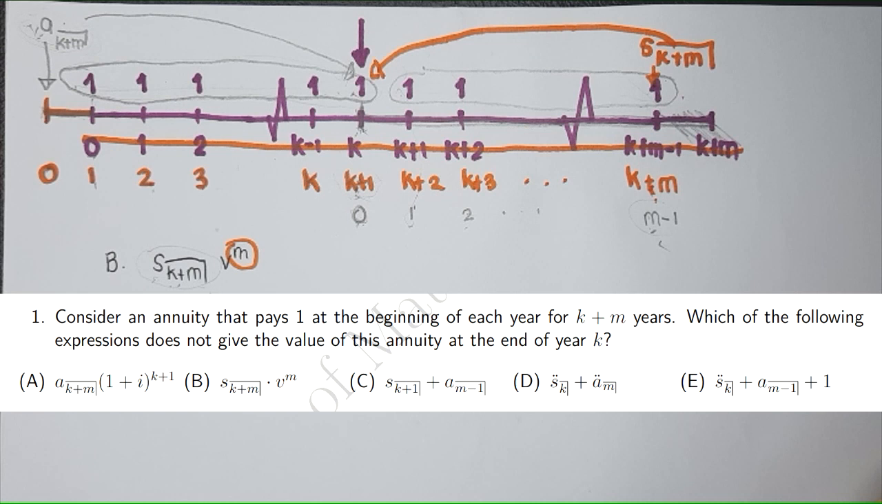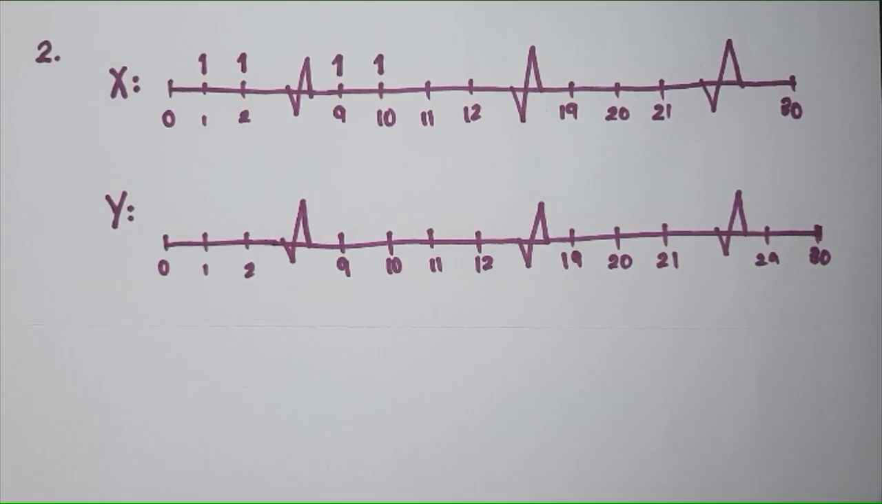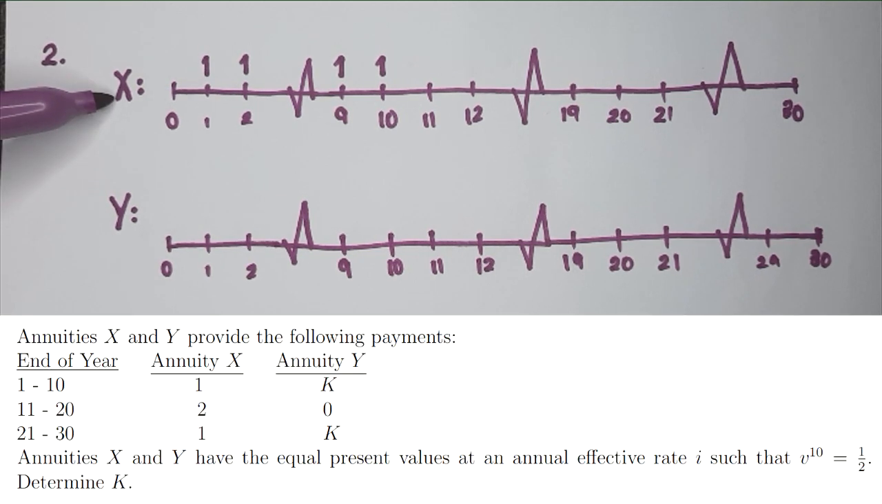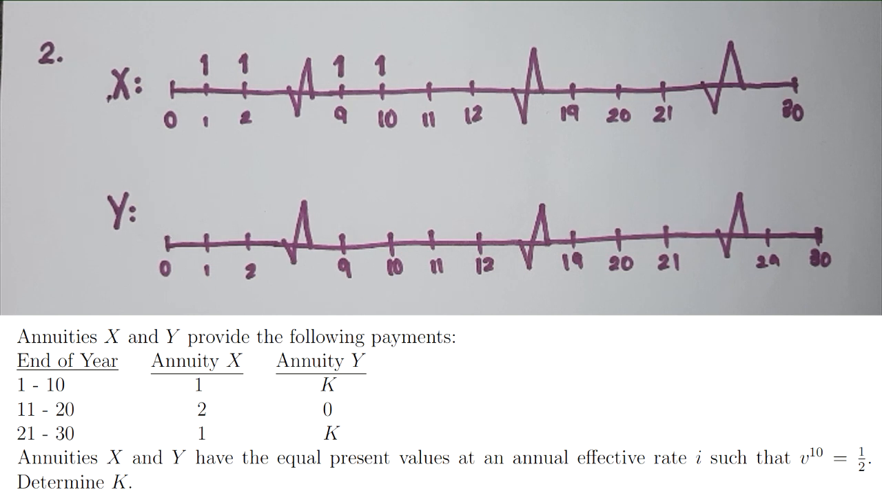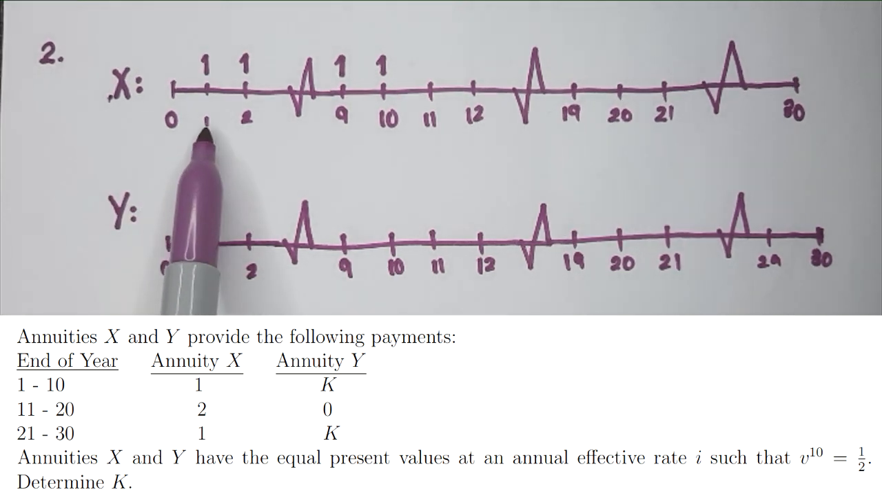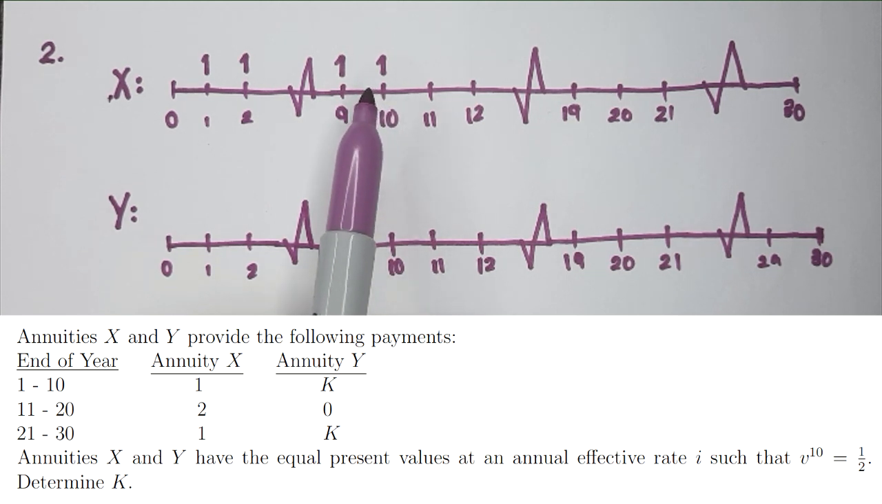Sana clear sa inyo yung pagbibilang ng number of periods or number of years, number of months na dinadaanan ng ating discount factor or ng accumulation factor. Okay. For the second question, we have two annuities here. Annuity X and Annuity Y. And according to the table, for this annuity, payments of 1 unit are made at the end of each year for the first 10 years. So, ito yon. And then, for the next 10 years, for 11 to 20, 2 naman ang payment amount.